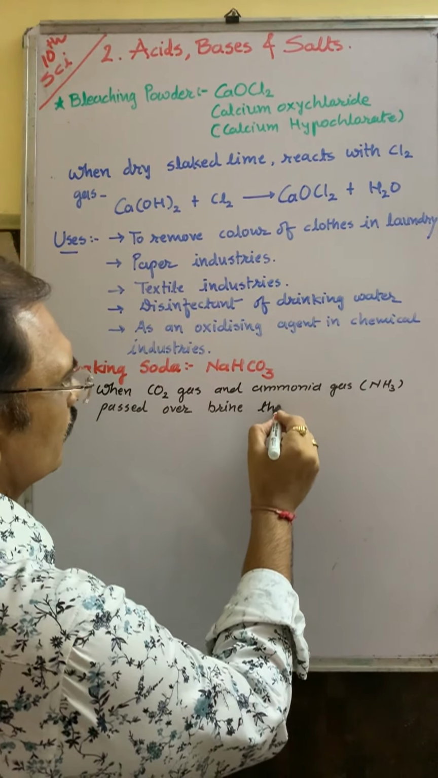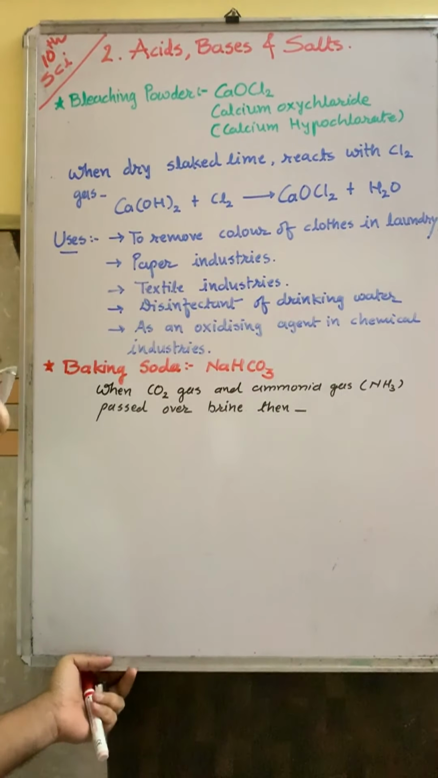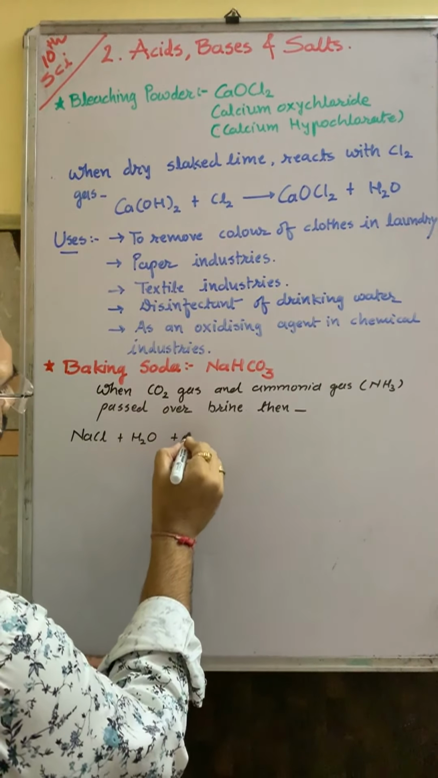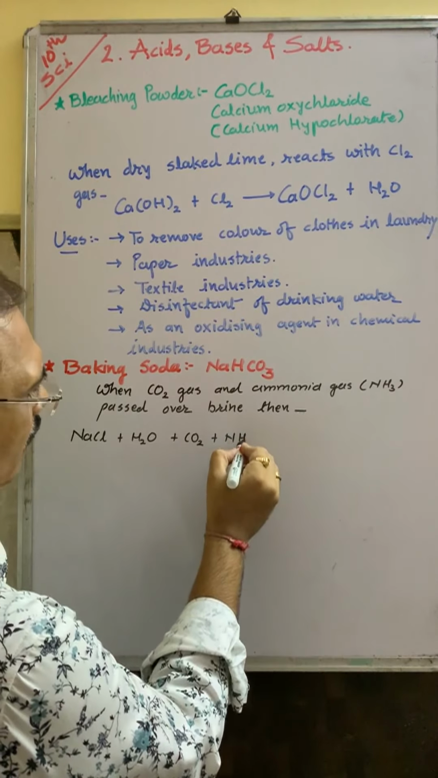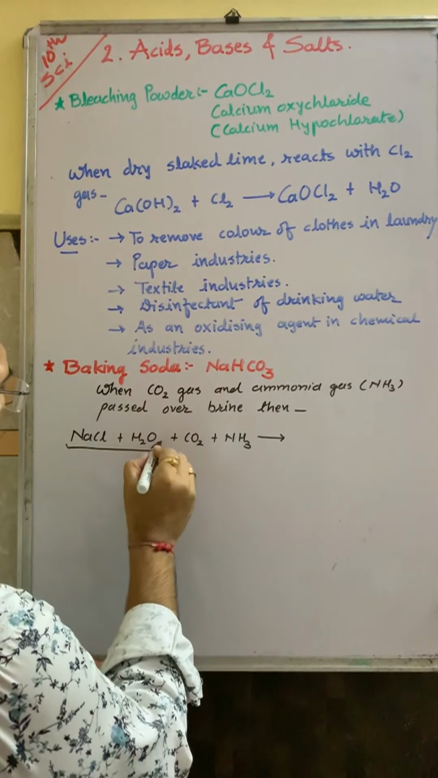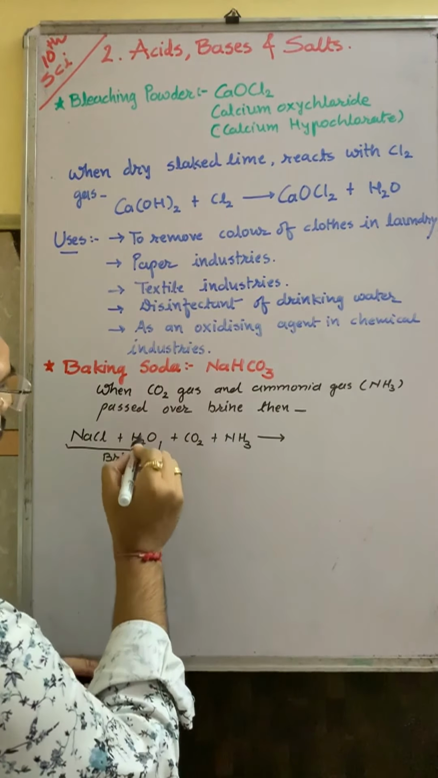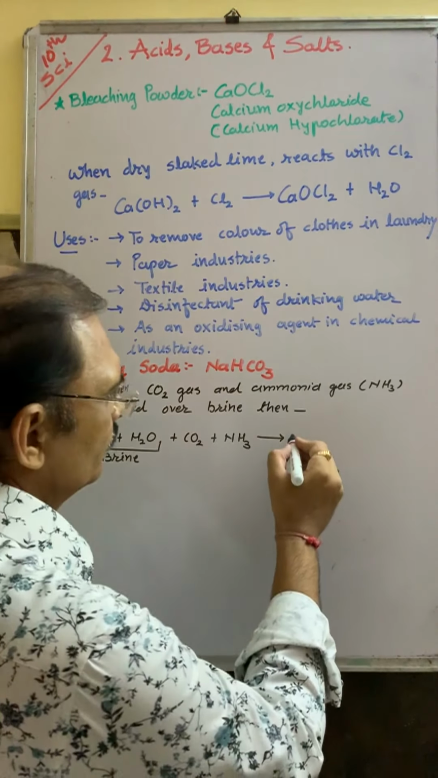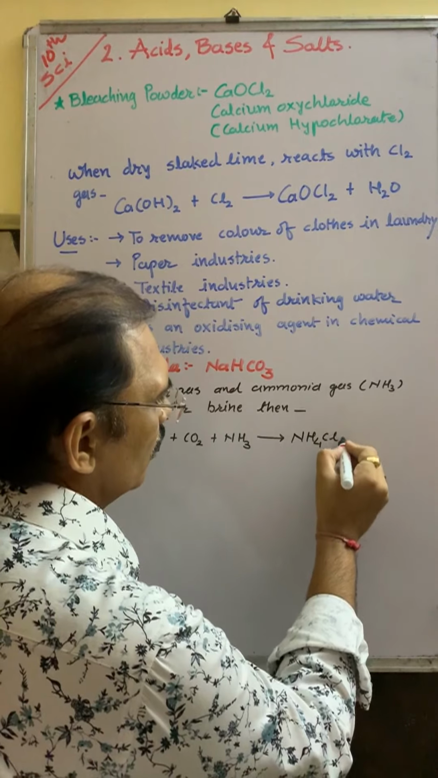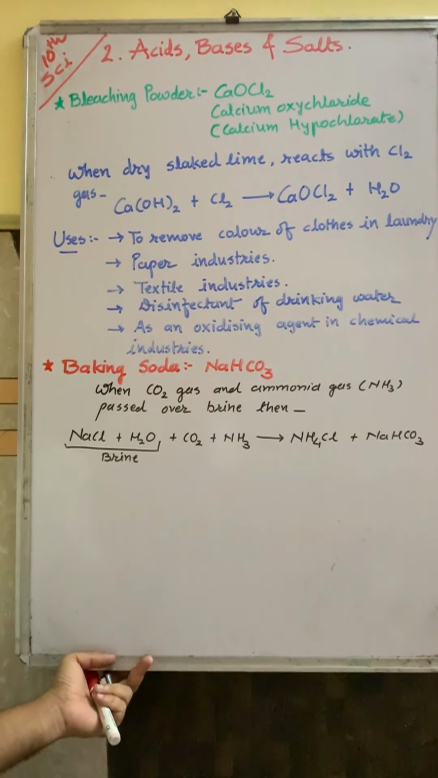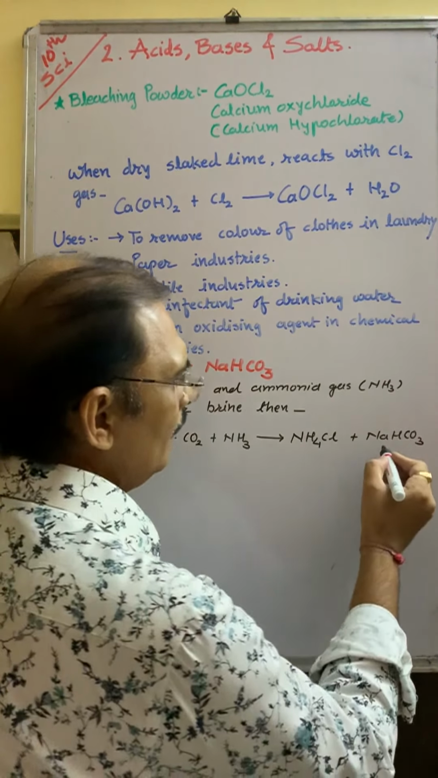Then baking soda is formed. So brine means NaCl plus H2O. When carbon dioxide and ammonia pass over it, then sodium hydrogen carbonate is formed. Ammonium chloride is also formed. Sodium hydrogen carbonate is called a mild basic salt.